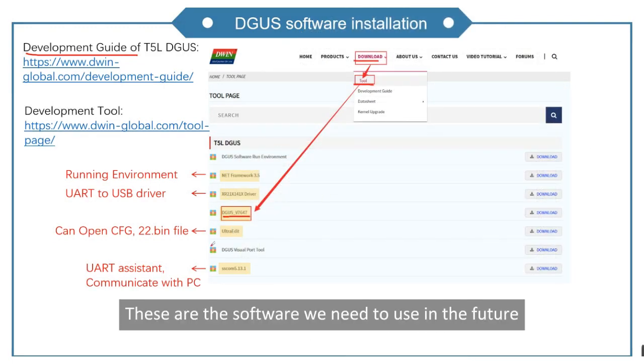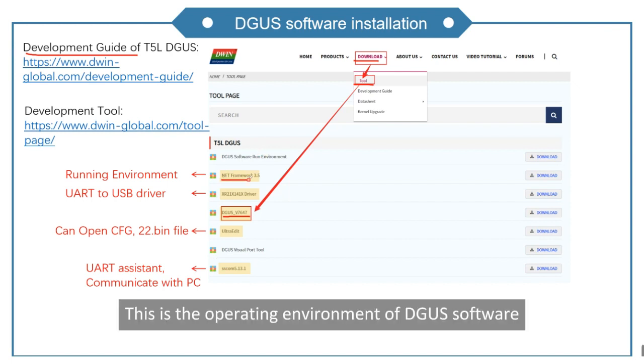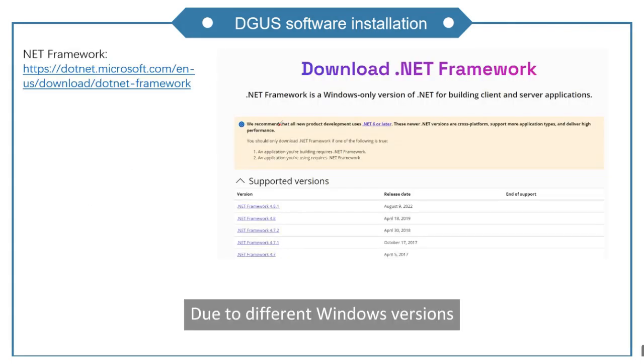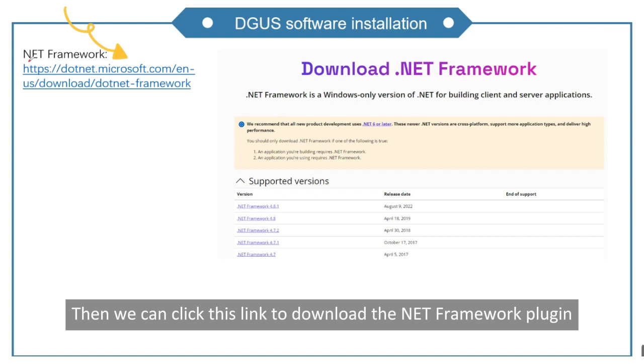These are the software we need to use in the future. This is the operating environment of DWIN software. Due to different Windows versions, some friends may lack the .NET framework, resulting in the failure to open DWIN. Then we can click this link to download the .NET framework plugin.